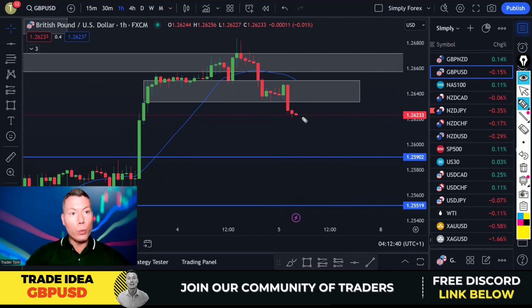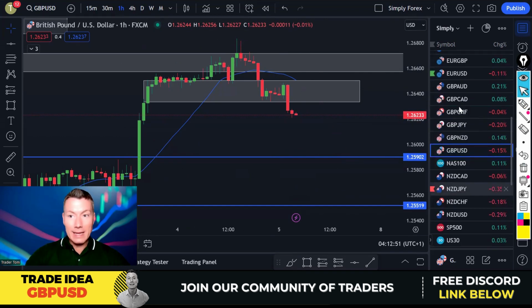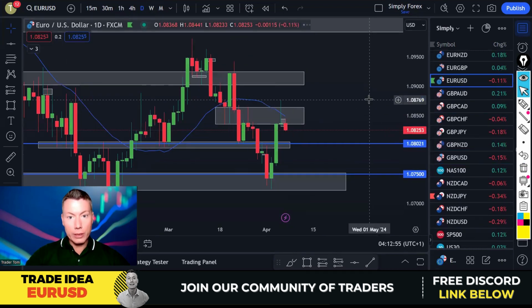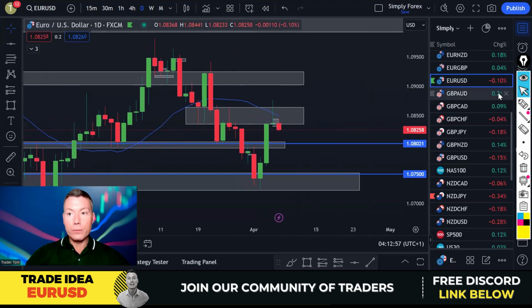If you're not awake, which chances are you're not, we can just wait for a retrace back up into this grey zone. We get a bearish reaction, and then we can start selling. And it's exactly the same with Euro US dollar. If we look at the day chart, again, what a difference a day makes. Right now we're in a downtrend.